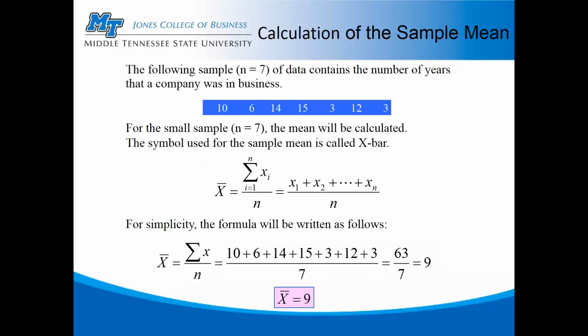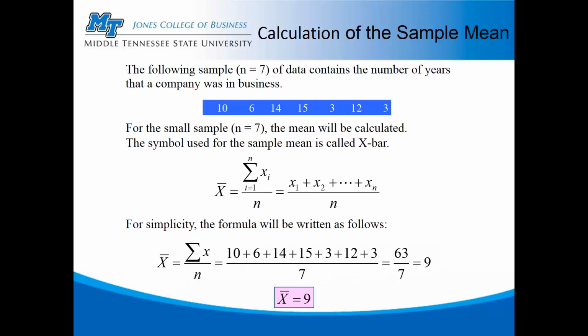The smaller sample is the number of years that a company was in business. One of the companies in the sample was in business for 10 years. One of them was in business for 15 years. There were a couple of them that were in there for 3 years. X bar is a sample mean, and in this formula in the middle of the slide, you can see the i starts at 1 and it goes all the way up to n.